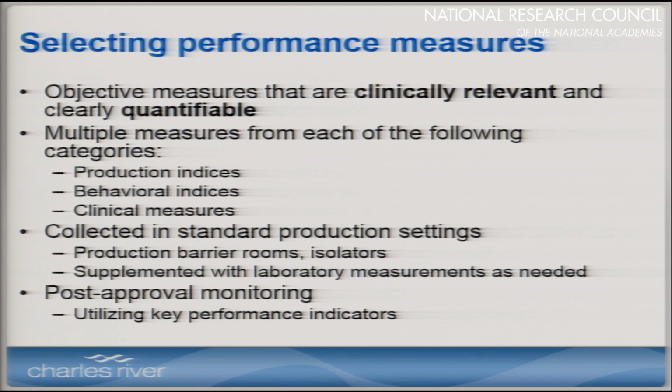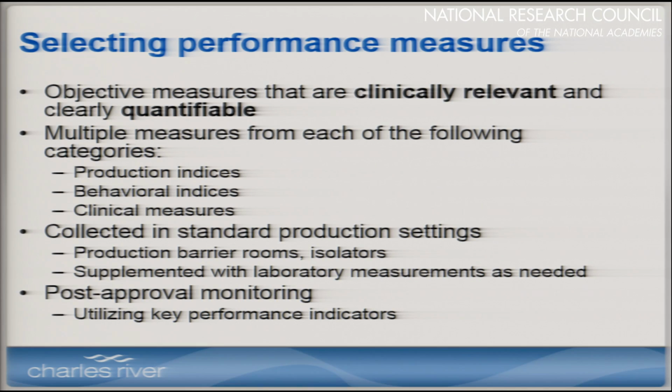So production indices, behavioral indices, which is outlined in the guide and certainly we believe strongly in, and that historically we hadn't done much of. And the published literature is not terribly clear as far as behavioral indices that could be impacted by increasing the density in cages. And then clinical measures, measures of morbidity and mortality.